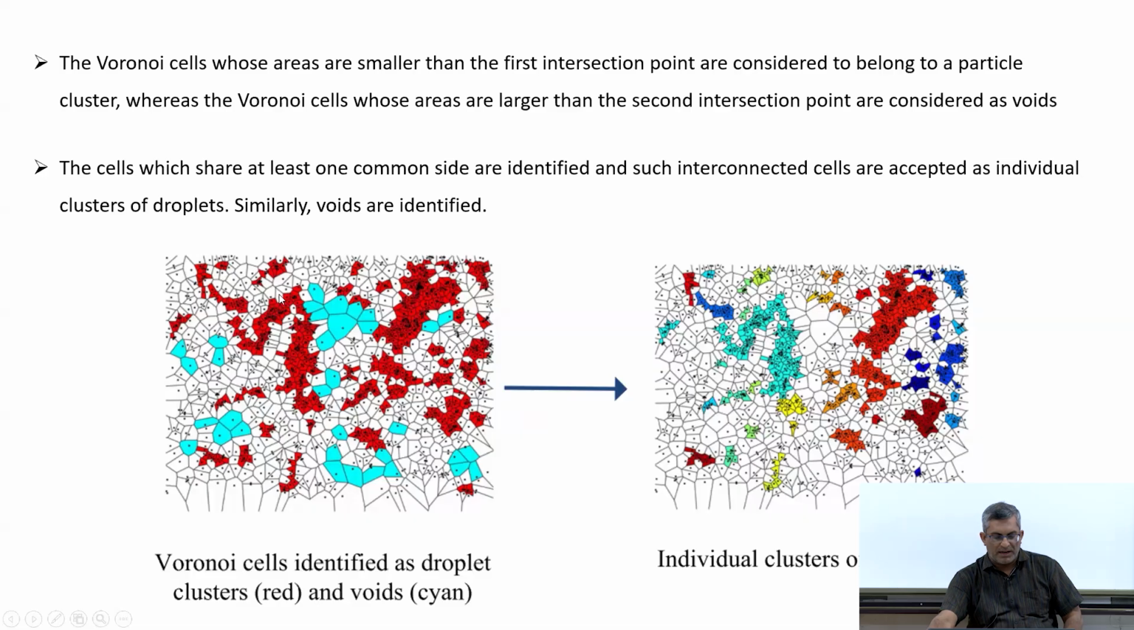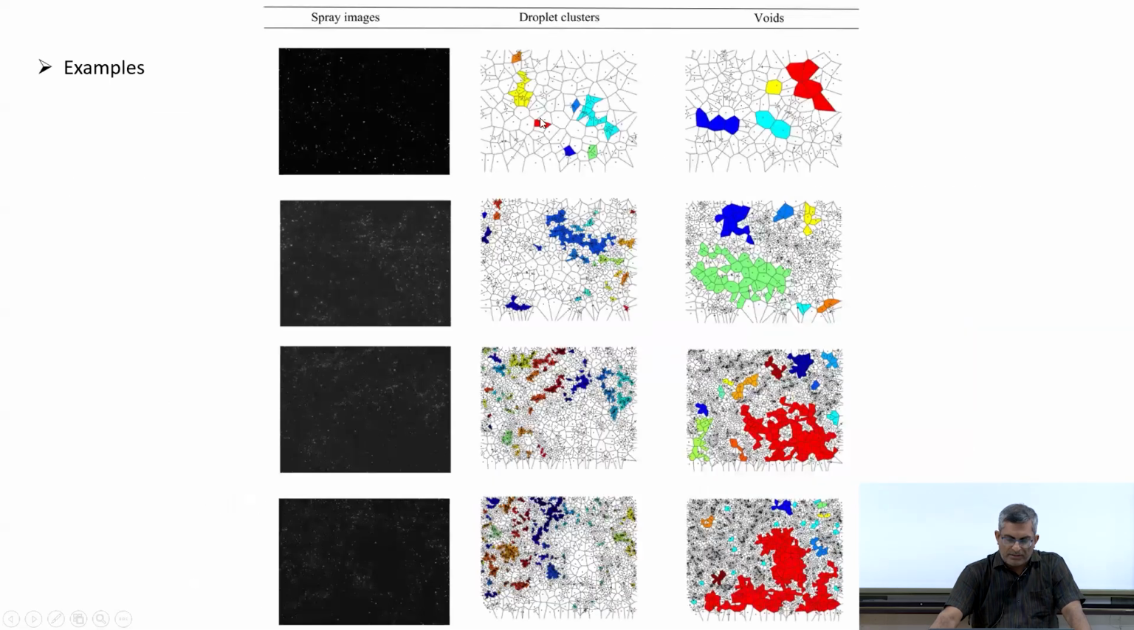Here the red color shows all clusters, but here you see individual clusters which are colored in different colors. This is how you get the cluster map. Similarly, you can get a map for voids also. These are some examples of how you identify droplet clusters and voids.